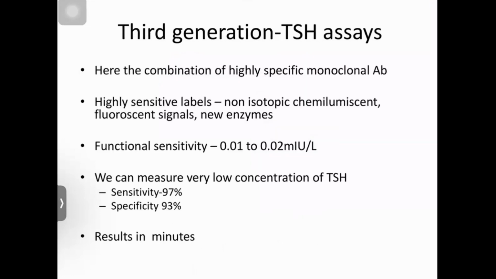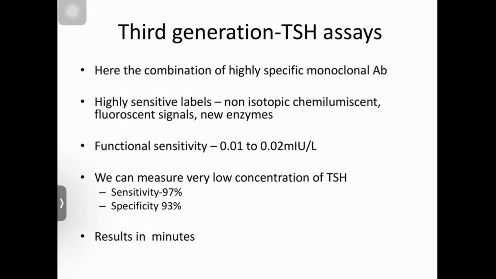So we had highly specific monoclonal antibodies. We now have highly sensitive labels, new enzymes, fluorescence signals, or non-isotopic, that is non-radioisotopic. They are no longer emitting radiation. So chemiluminescence signals we can use, reagents we can use, and now we have a sensitivity that can measure up to 0.01 to 0.02 milli-international units per liter. So this is significant now.